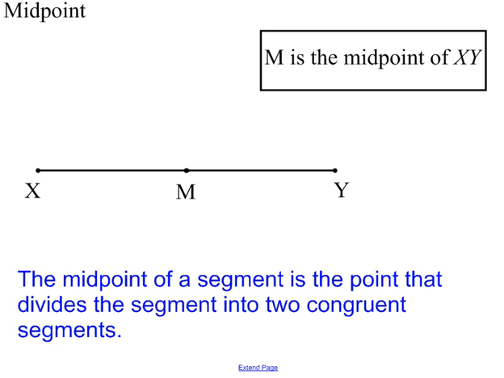Our next definition is the definition of a midpoint. The midpoint of a segment is the point that divides the segment into two congruent segments. So in our diagram here, we are given that M is the midpoint of XY. Given the definition of midpoint here, we can conclude that the segment XM is congruent to the segment MY because M is the midpoint. It's dividing the segment into two congruent segments. So let's write XM is congruent to MY.